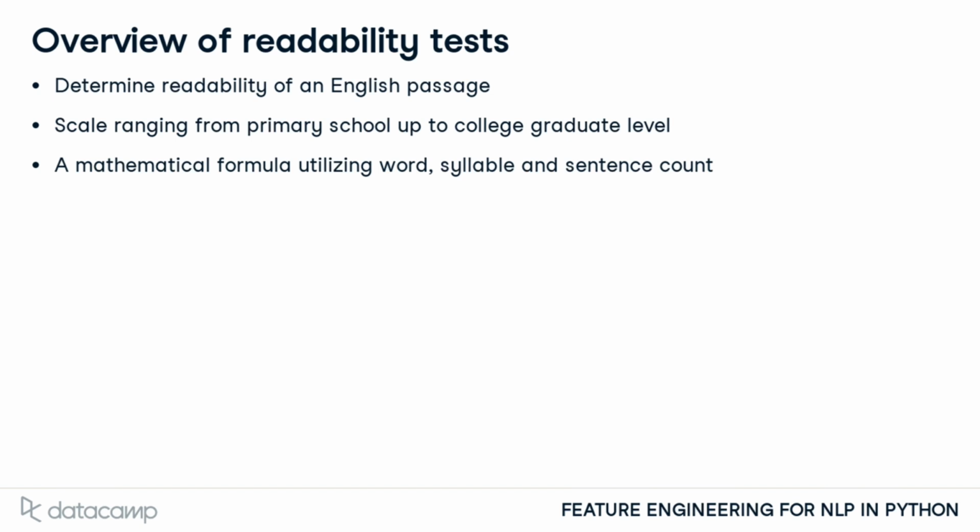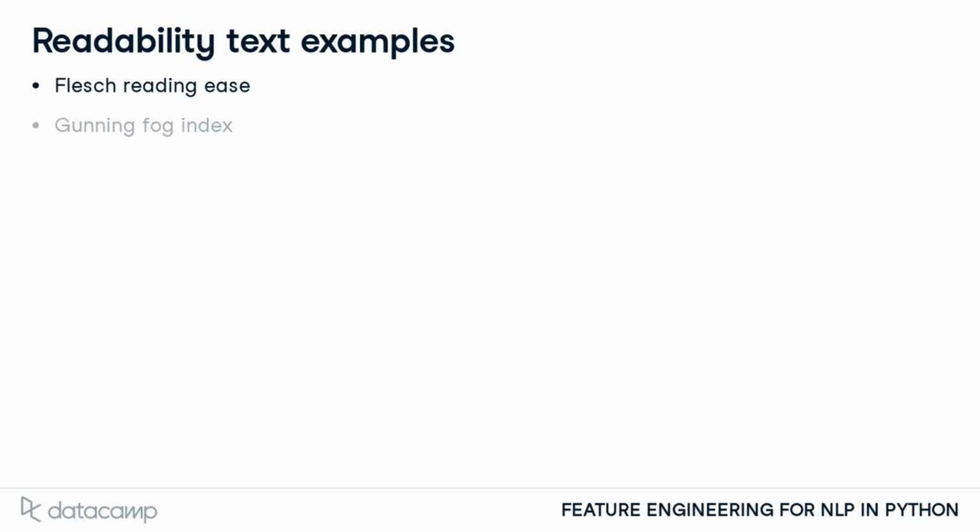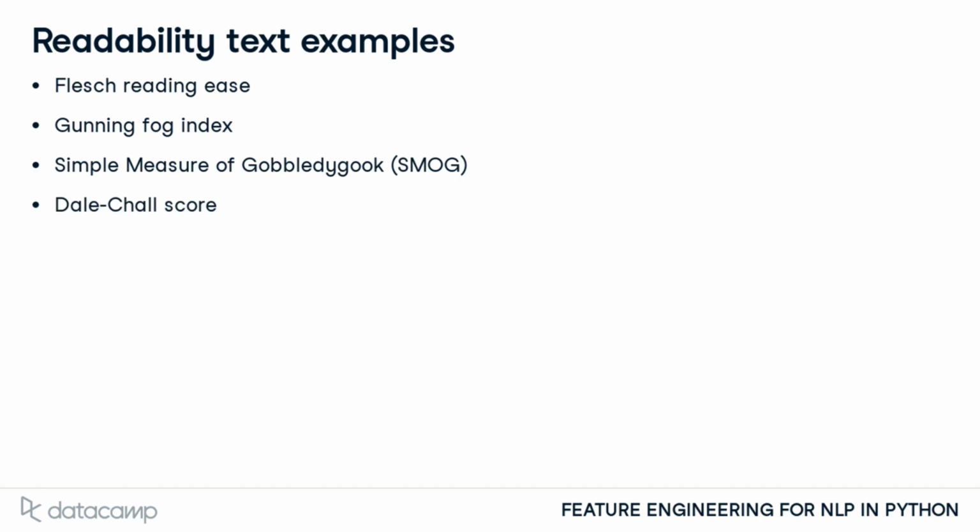They are routinely used by organizations to determine how easy their publications are to understand. They have also found applications in domains such as fake news and opinion spam detection. There are a variety of readability tests in use. Some of the common ones include the Flesch reading ease, the Gunning fog index, the Simple Measure of Gobbledygook or SMOG, and the Dale-Chall score.